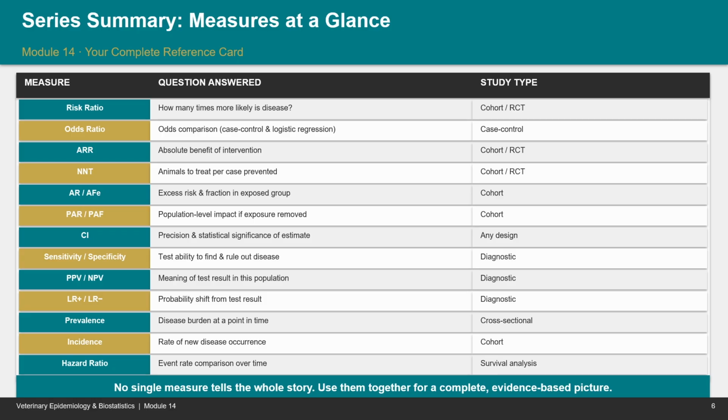The number needed to treat tells you the practical treatment burden. The attributable measures tell you the causal contribution of the exposure, and the diagnostic measures tell you how to interpret test results in your specific population. Use them together and you'll have a complete picture of any clinical or epidemiological question you're investigating.